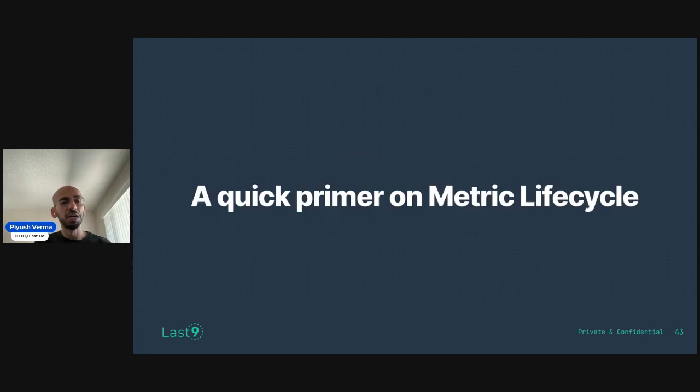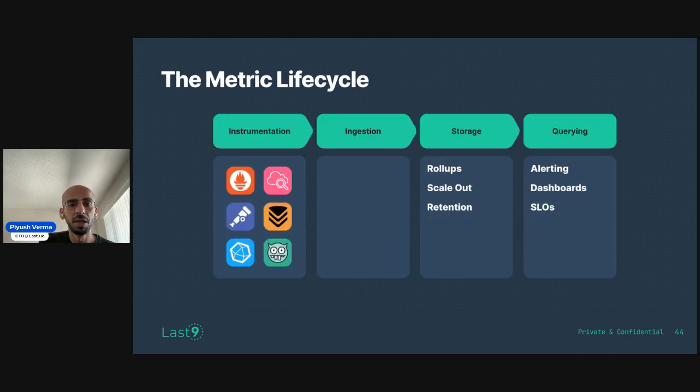But before we get to that, it's very important to know the life cycle of a metric. Here's a life cycle of a metric as we define it. It starts with an instrumentation. The next layer of it is an ingestion layer. The next layer of it is a storage layer. And next is a querying layer.